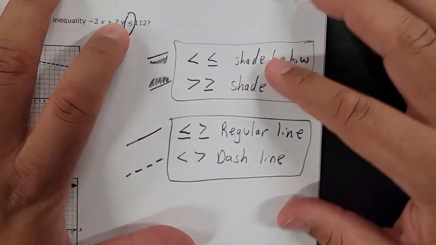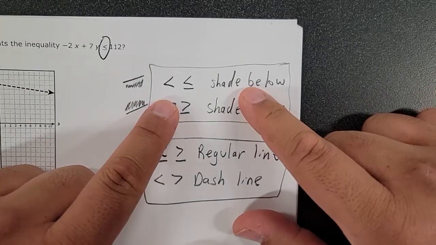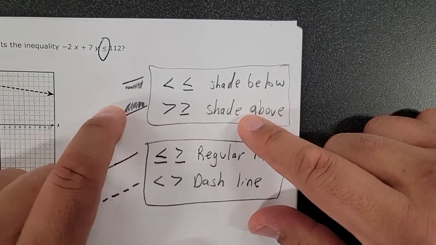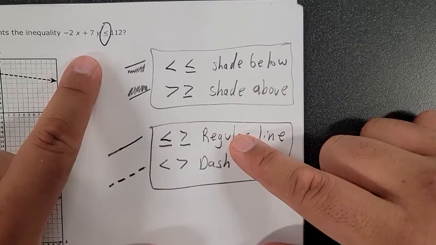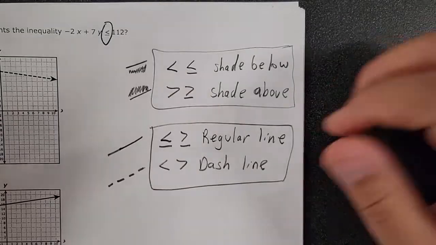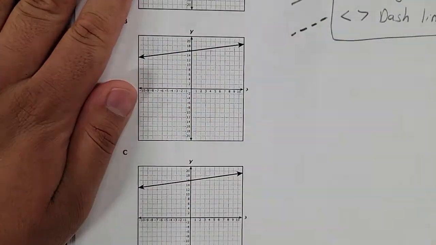For number 7, you just need to know these rules right here. Pay attention to the symbol and say, is that shaded above or shaded below? What does the symbol tell you? The symbol also tells you, is it a regular line or a dashed line? So you can just use the symbol to find out which one of these is the answer.